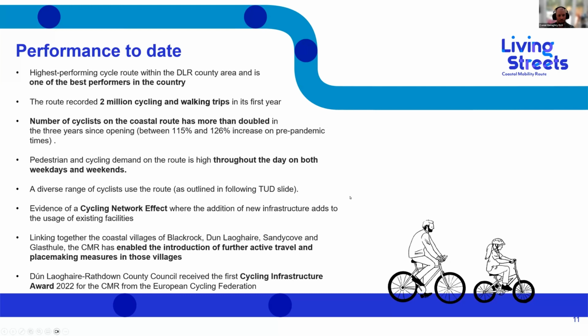TU Dublin did make reference to the cycle network effect. They were saying that there are very positive outcomes on foot of the route, but they identified that the lack of connectivity both to the coast and along the coast was one of the things that had to be addressed into the future. So that's why we're proposing to close the segregation gap on the route as part of this project.